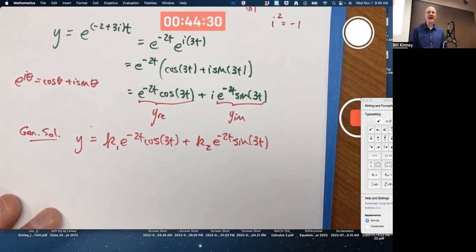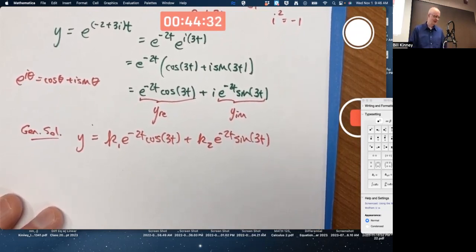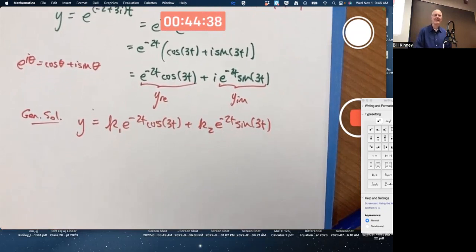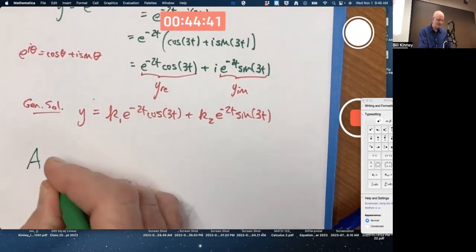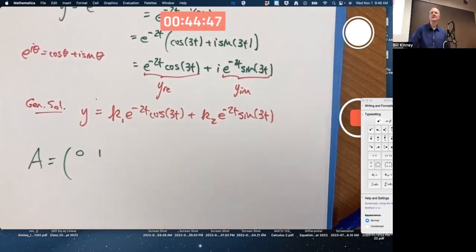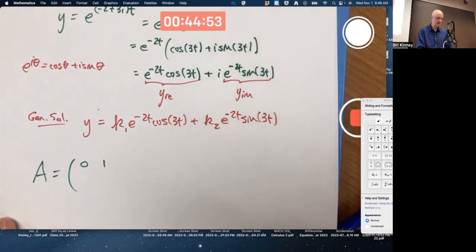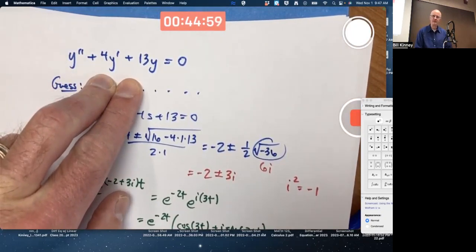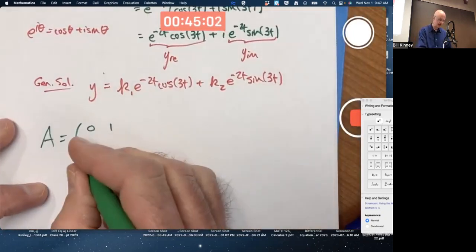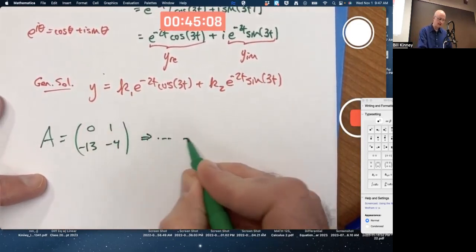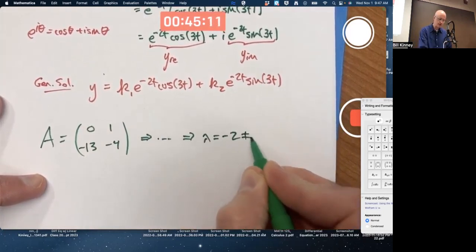What if we did all this stuff with vectors? Dare we? We better. What would the matrix A be? The first row would still be 0, 1, corresponding to dy/dt equals v. Second row, careful. Bring these over to the right side, get negative 13y minus 4v. So it'd be negative 13 and negative 4. And yes, if you do your work, the eigenvalues will be these complex numbers, negative 2 plus or minus 3i.